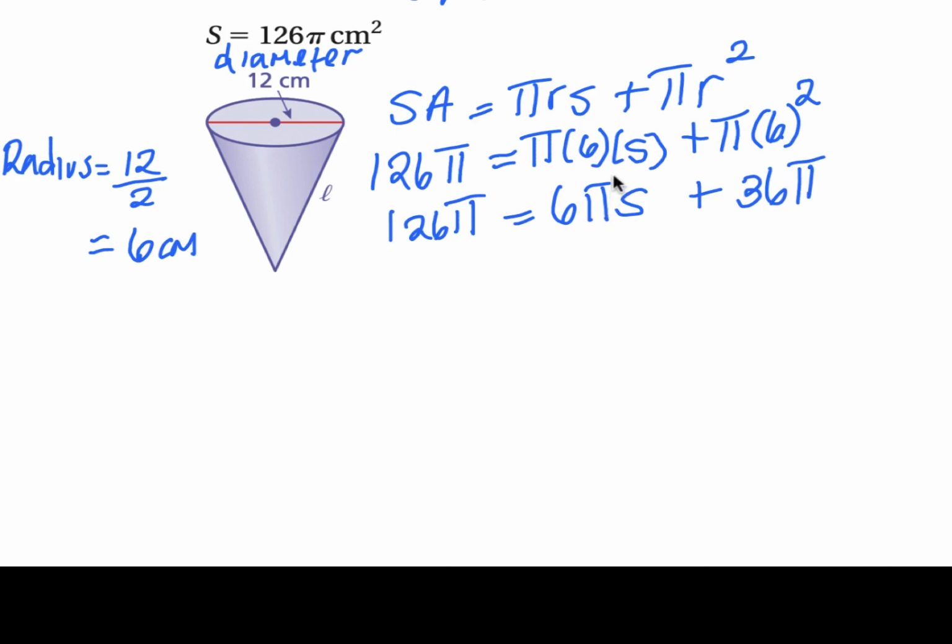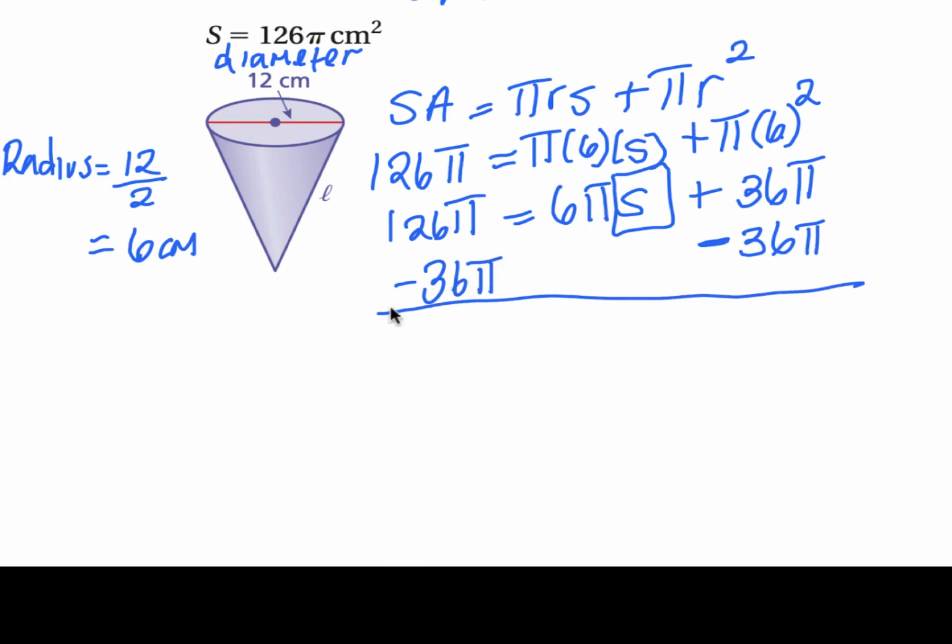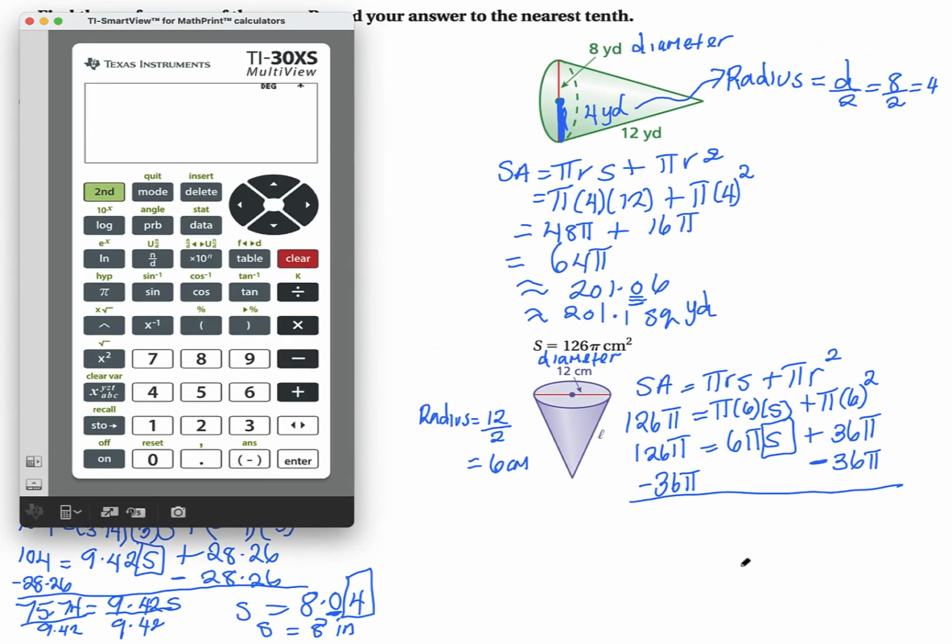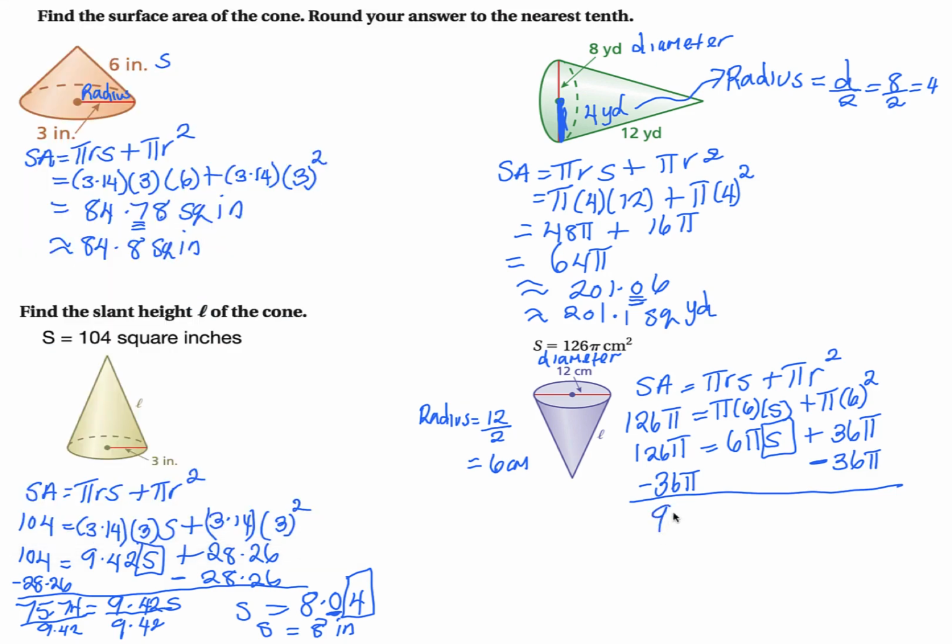Now, solving for S right here, we want to get it by itself, so we're going to first get rid of the 36 pi. So I'm going to subtract 36 pi from both sides. This is like saying 126 pi minus 36 pi. Or if you don't like to say pi, you could say apples. 126 apples minus 36 apples. So you can use a calculator here. 126, put the symbol pi, minus 36 pi, and you can enter, you get 90 pi, equals 6 pi S.